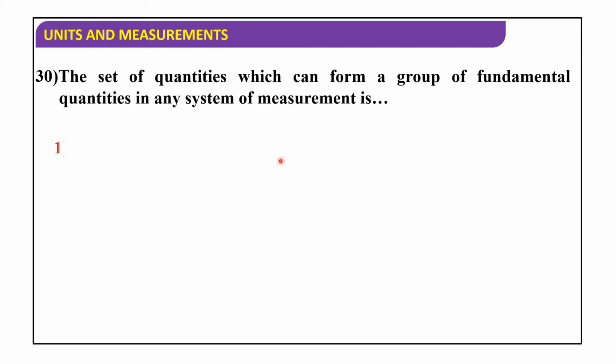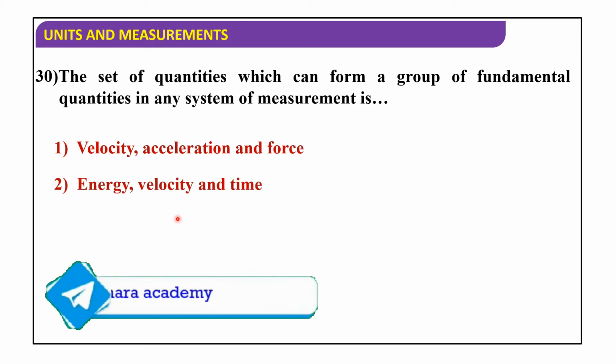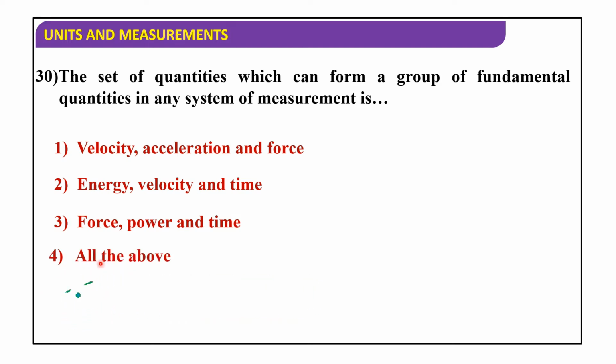Okay. Next, the set of quantities which can form a group of fundamental quantities in any system of measurements is: velocity, acceleration and force; energy, velocity and time; force, power and time; all the above. So here the set of quantities which can form a group of fundamental quantities are all the above.